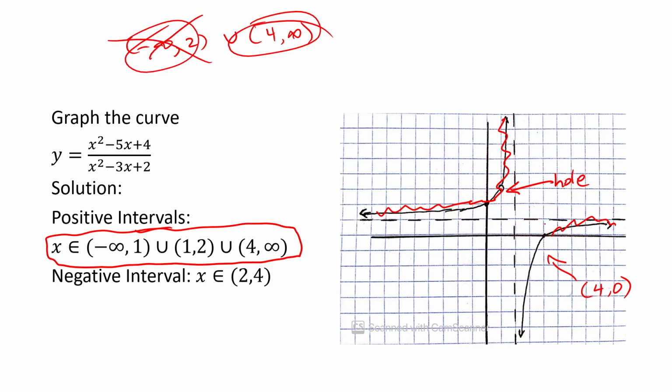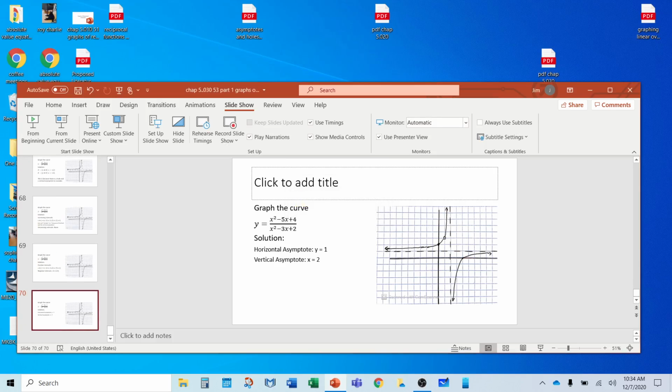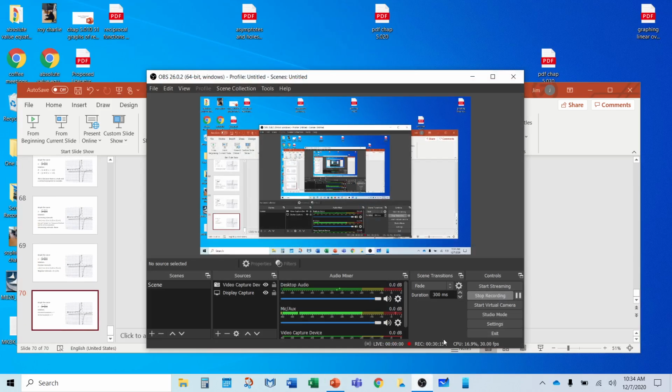And our negative interval will be 2 to 4. That's this whole region here. Those are all negative y values. We have a horizontal asymptote at y equals 1 and a vertical asymptote at x equals 2. And that's the end of that slideshow. So hopefully that was educational.